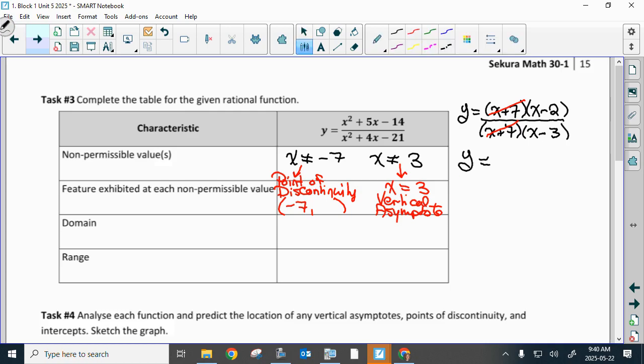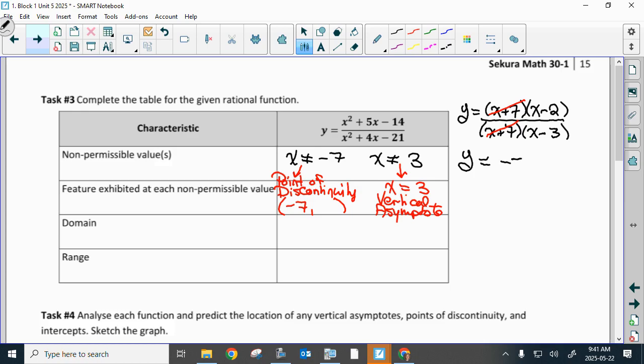Guys, how do I find the y value of the point of discontinuity? Because you cannot say point of discontinuity without finding the y that goes with it. How do I do it, Ryan? Sub it into the equation. The simplified equation. Yeah. So I'm going to take that simplified equation.